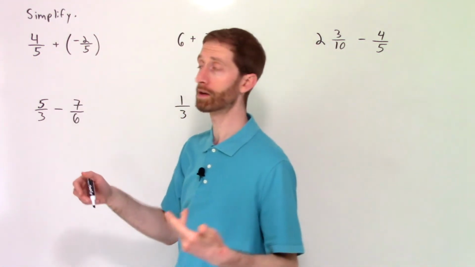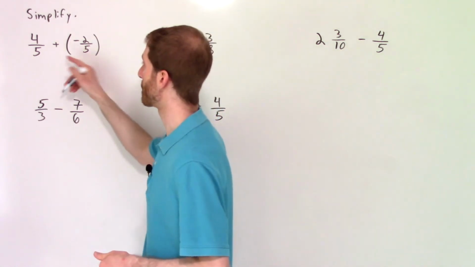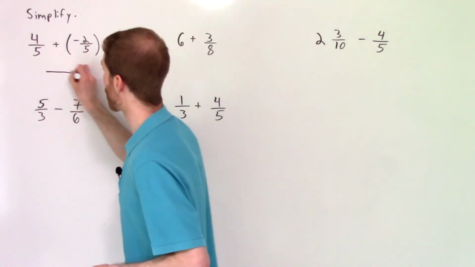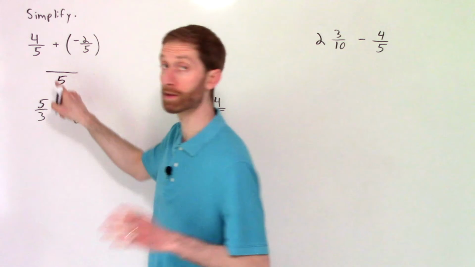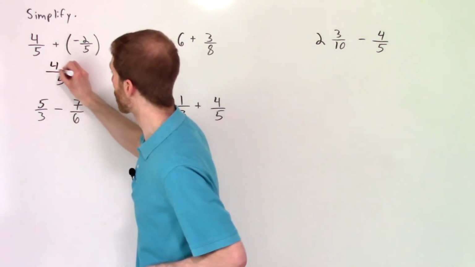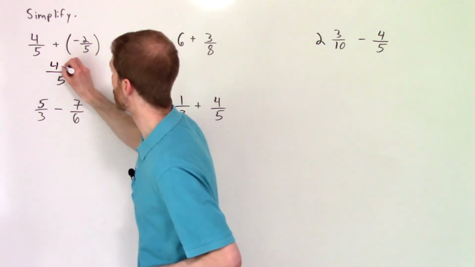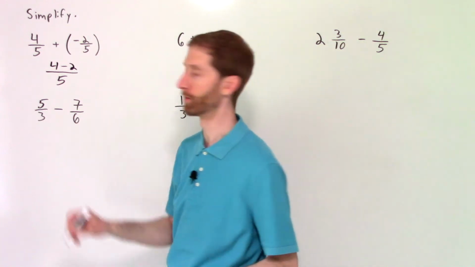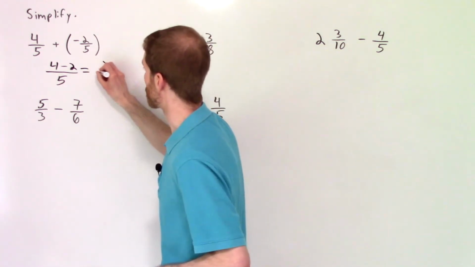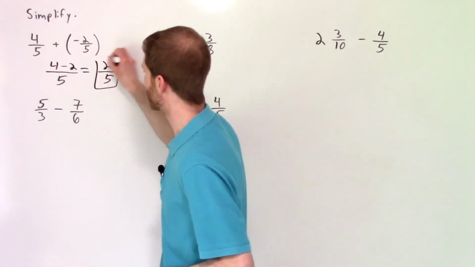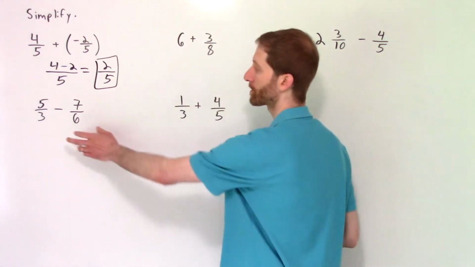Essentially how I'm thinking of this is I've got the same common denominator of 5. So this is everything over 5, keeping the denominator, and then you're doing 4 plus a -2, which is just like doing 4 minus 2. And that is the same as 2/5. Not bad. There's your first problem. Okay, on to the second one.